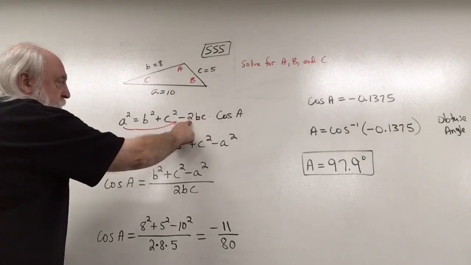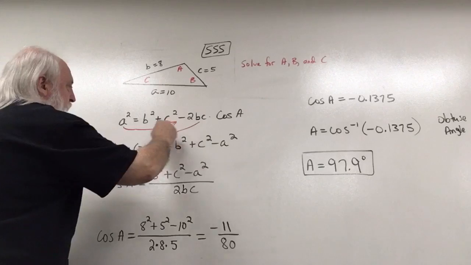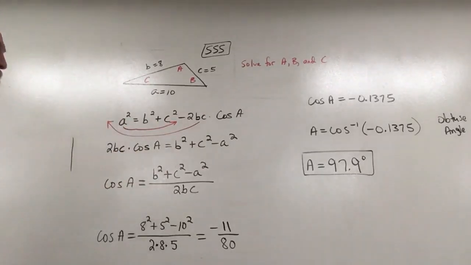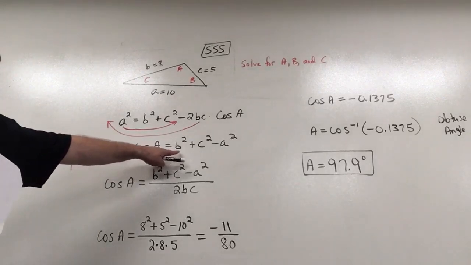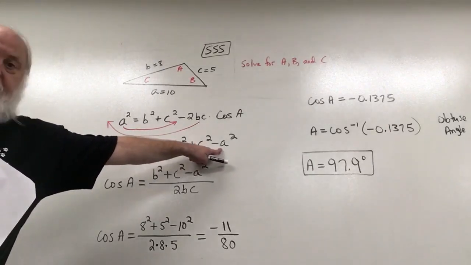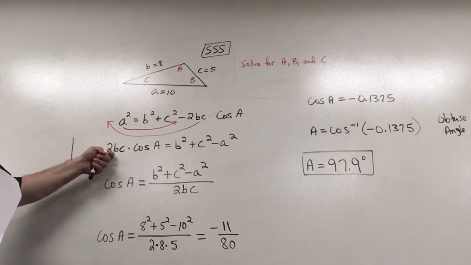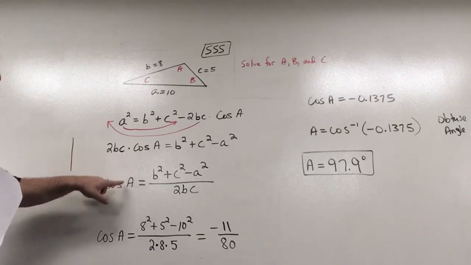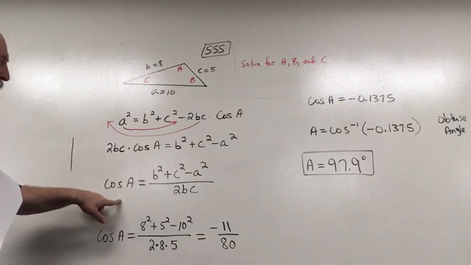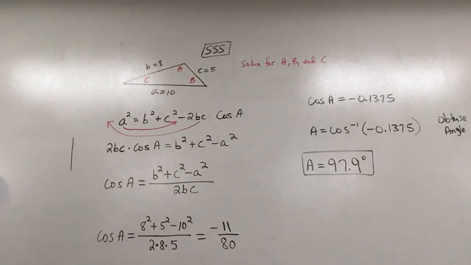And then I can move the 2bc times cosine A to the left-hand side by adding 2bc times cosine A to both sides. When I do that, I get 2bc times cosine A is equal to b squared plus c squared minus a squared. Then, if I divide both sides by 2bc, I isolate the cosine A on the left, and on the right I have b squared plus c squared minus a squared over 2bc.